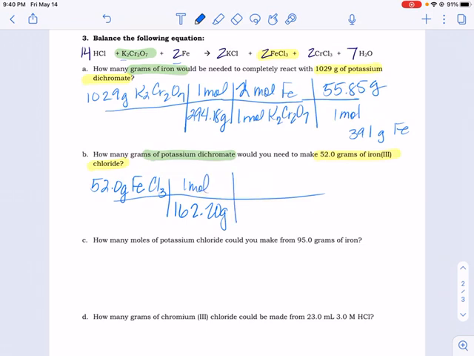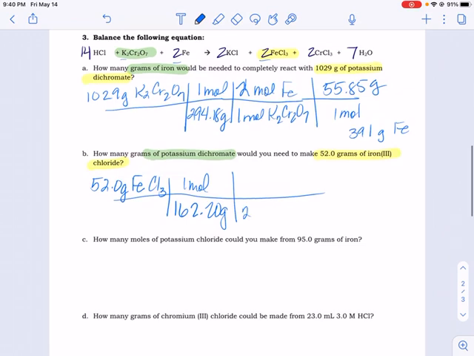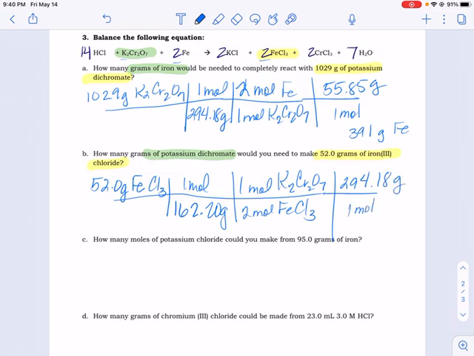The mole ratio of iron 3 chloride to potassium dichromate is 2 moles to 1. And the molar mass of potassium dichromate is 294.18 grams in 1 mole, giving us 47.2 grams of potassium dichromate.